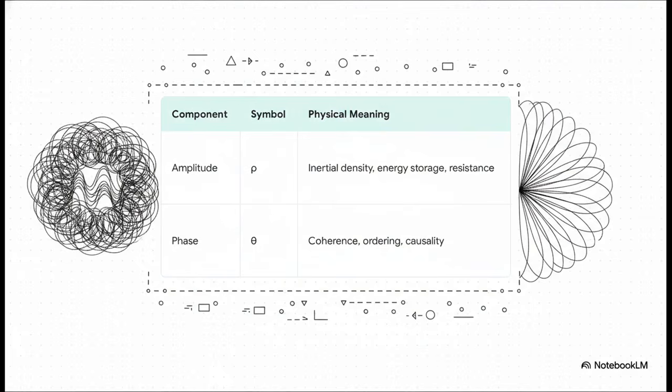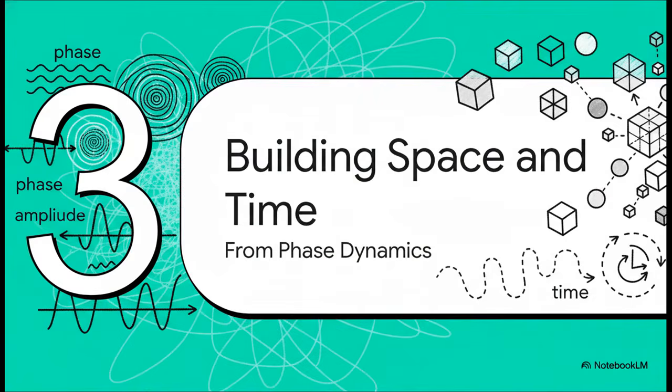You've got the amplitude, rho, which you can think of as the thickness or the substance of this vacuum field, its density. And then you have the phase, theta, which is like the rhythm or the pattern running through that substance. It's what gives everything order and causality. So thickness and rhythm. That's the entire toolkit for building a universe. Kind of wild, right? Okay, so if all we have to work with is amplitude and phase, this thickness and rhythm, how in the world do we get back to something we recognize, like space and time?